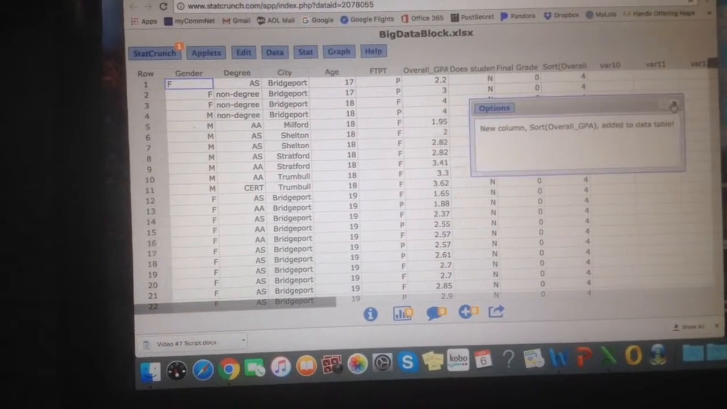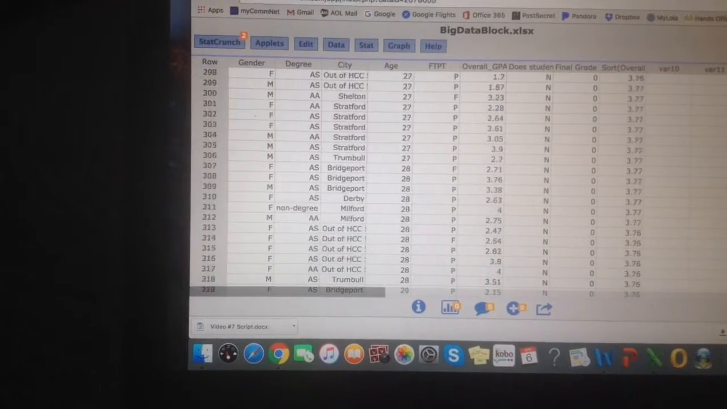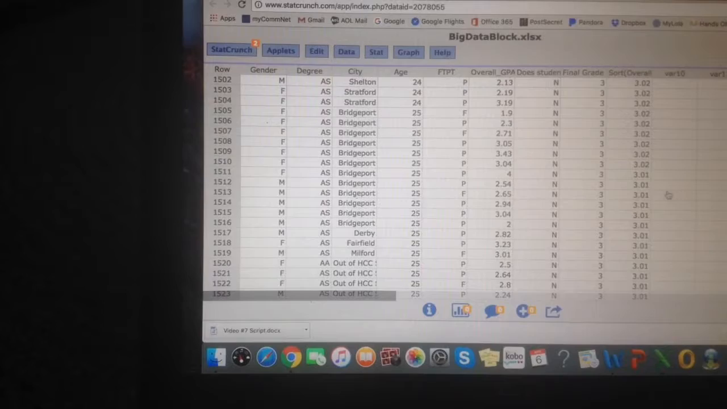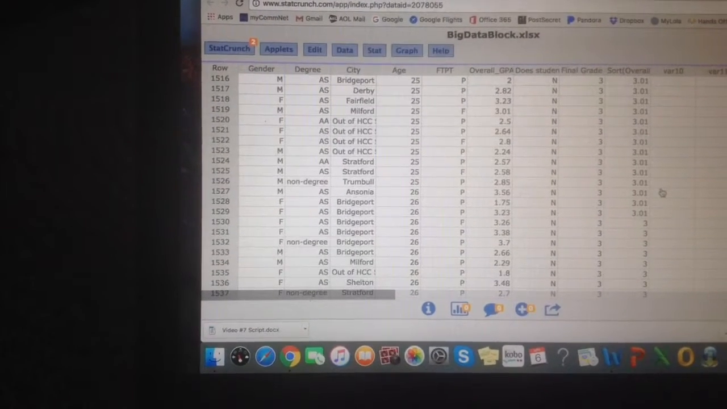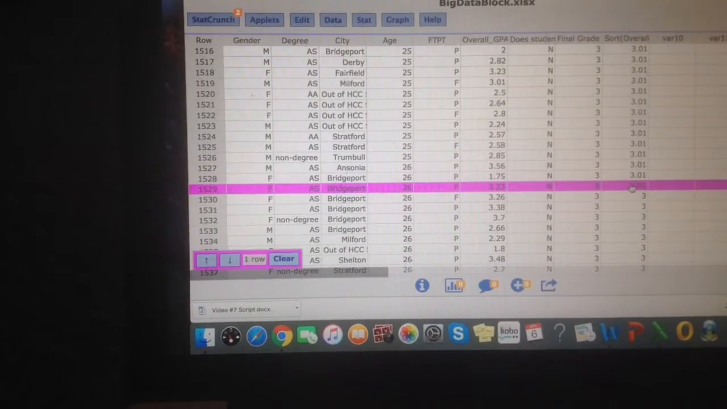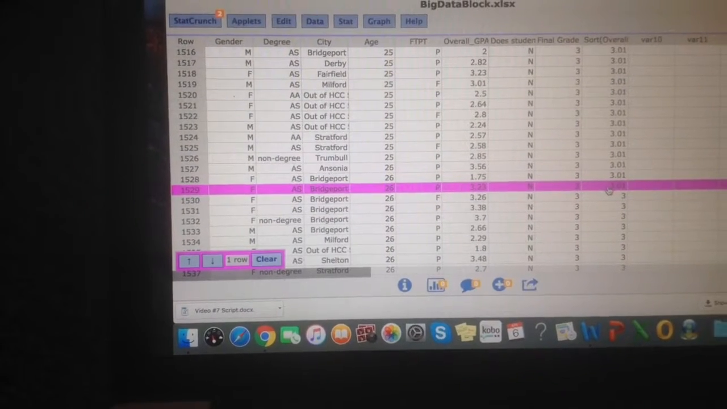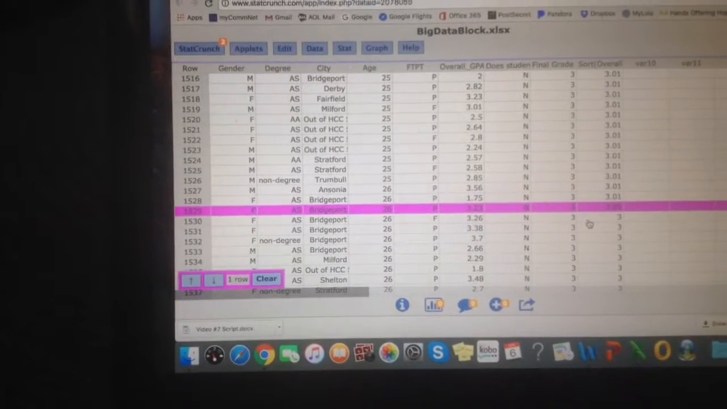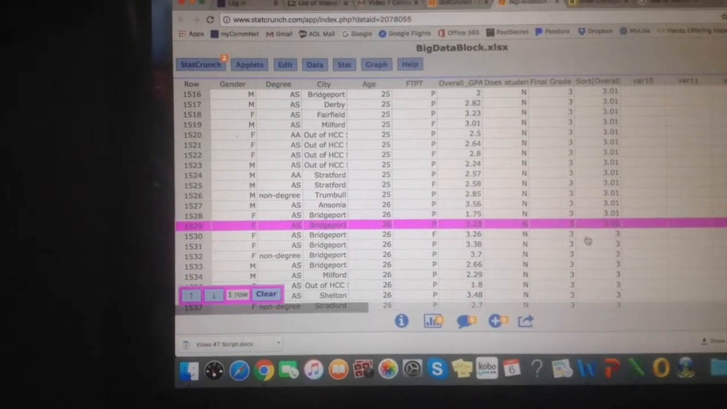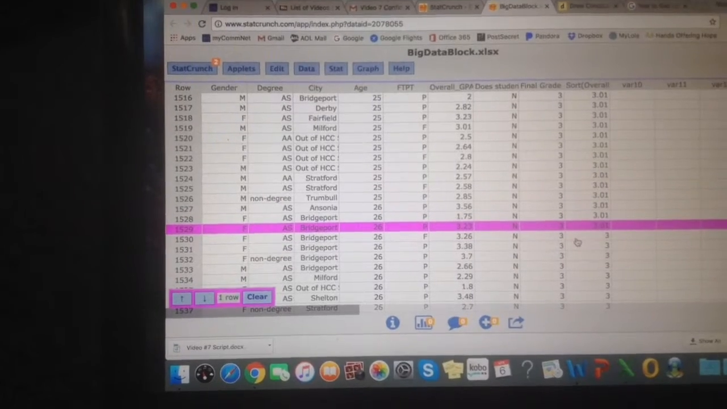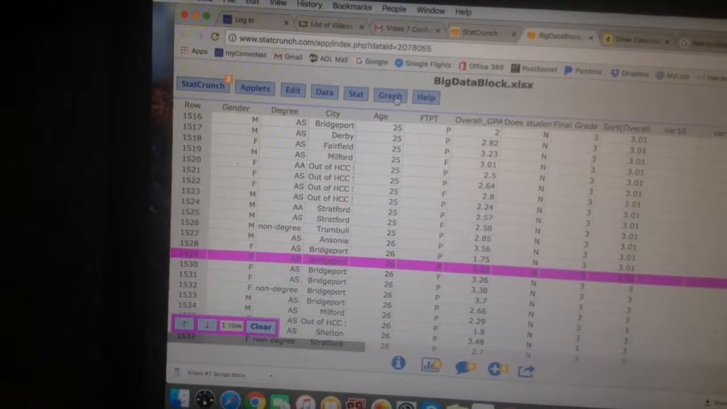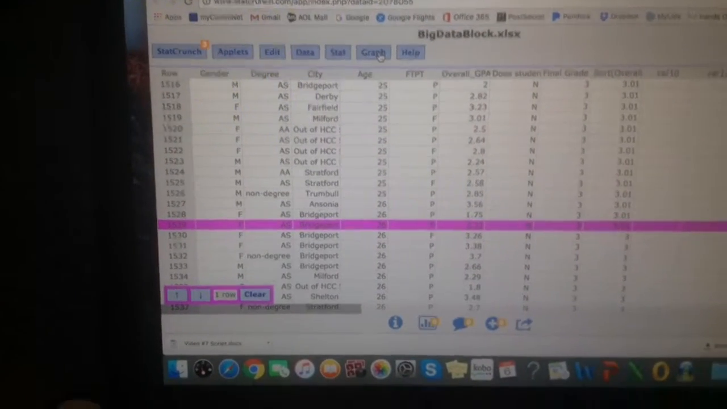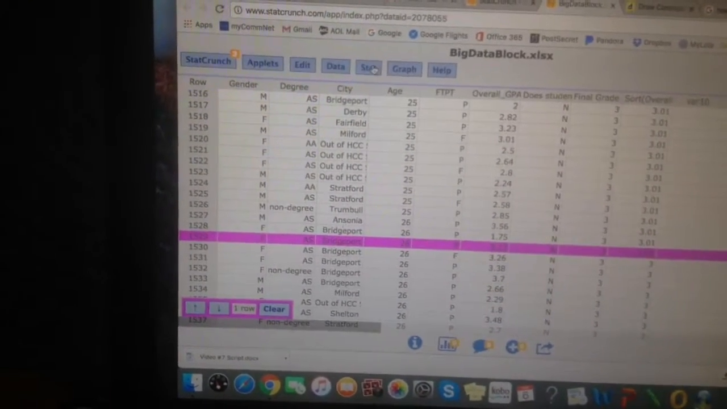And then we can scroll down all the way to 1,529. There it is. And we can see that this is the last GPA above 3.0, which starts here. So we know that there's 1,529 students with a GPA above 3.0. That's the number of successes that we're going to plug into our confidence interval.